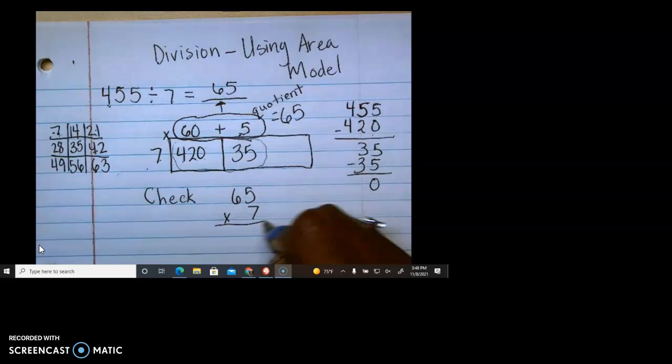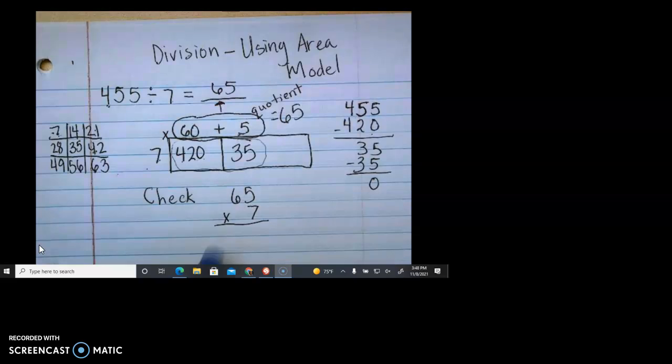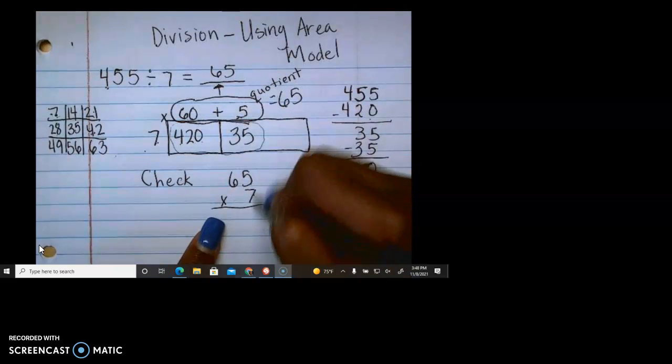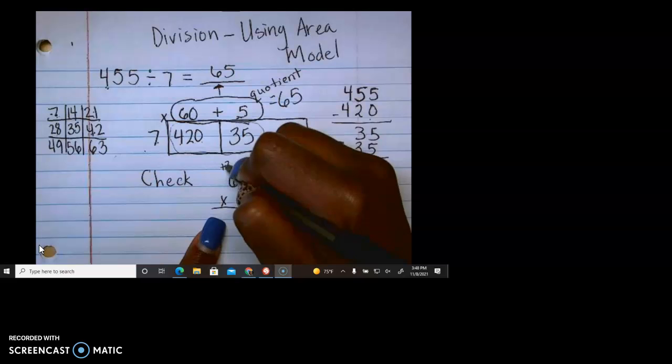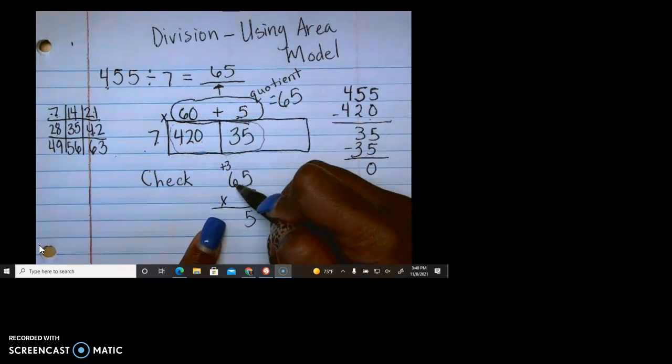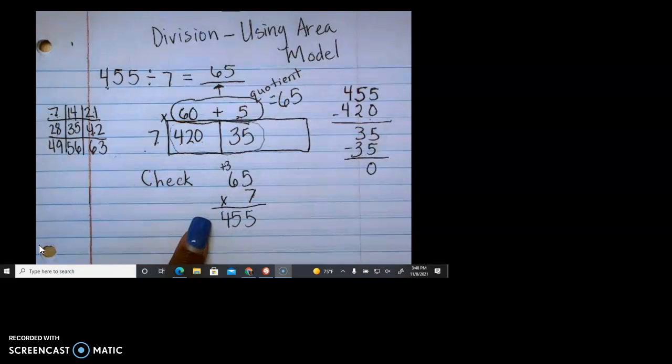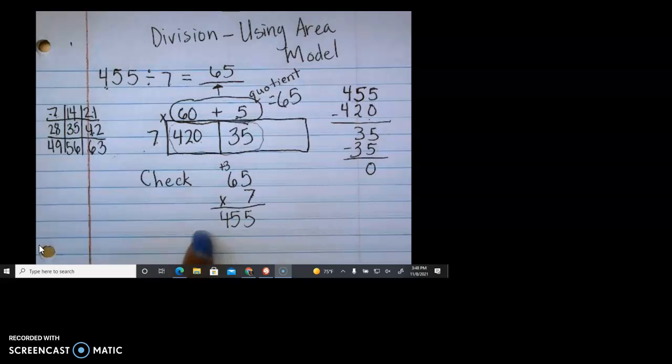Remember that the inverse of division is multiplication. So 7 times 5 is 35. 7 times 6 is 42, 43, 44, 45. 455 is my answer.